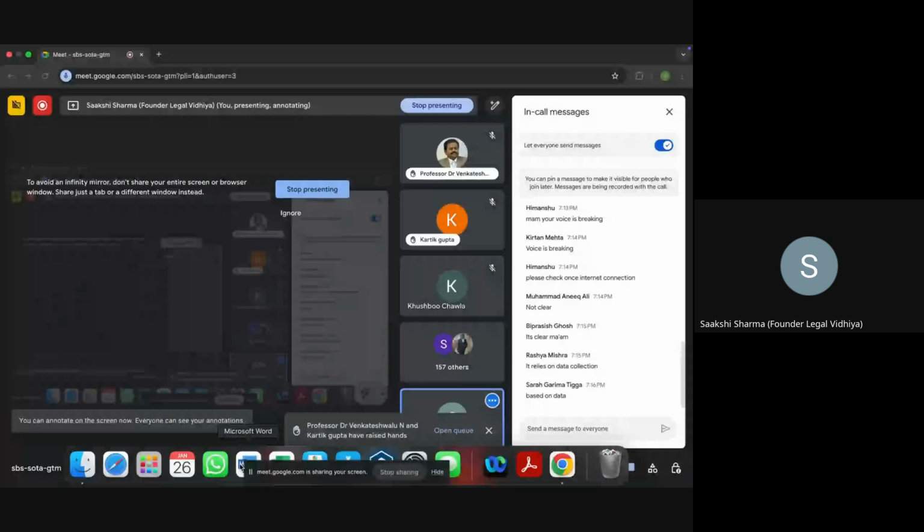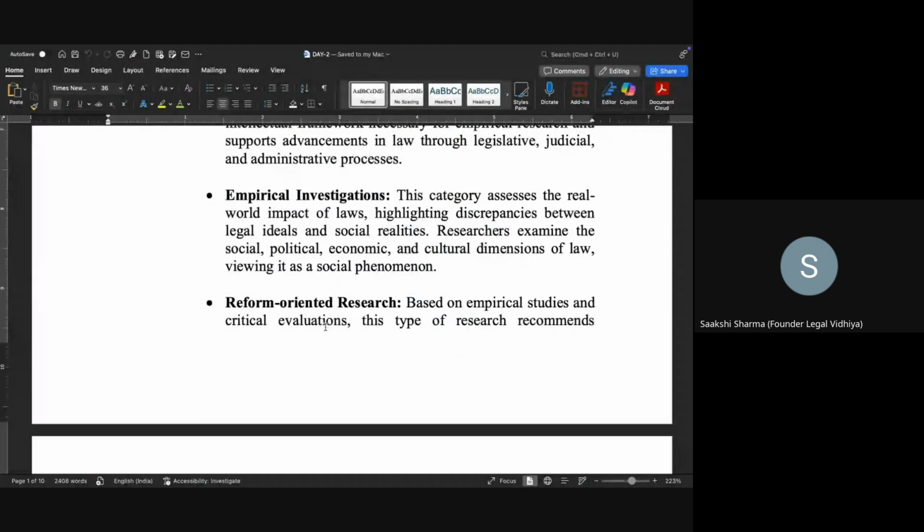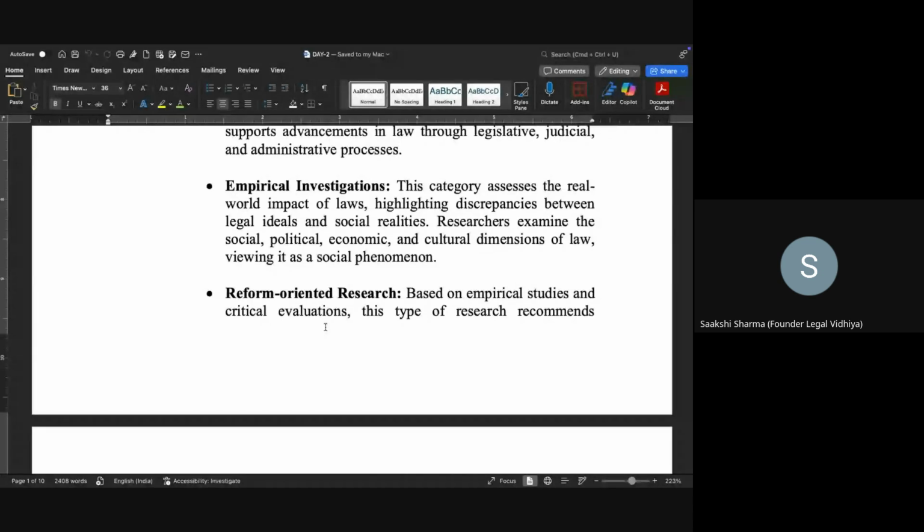Yes, so any one of you who has an idea of what empirical research means? Yes, it relies on data collection. That is exactly right. You're all right to say it relies heavily on data. That is, we collect data to prove or disprove a particular point. Now, empirical research or empirical investigation, this category assesses the real world impact of law, highlighting discrepancies between legal ideals and social realities.